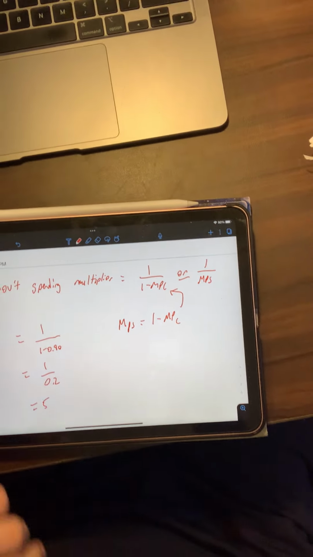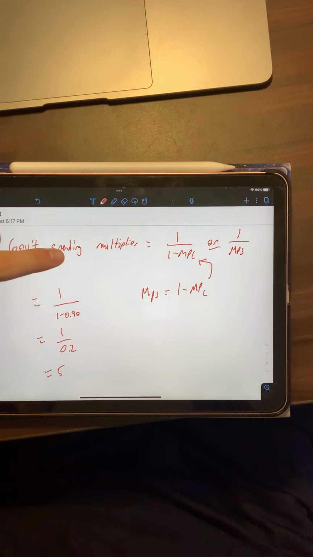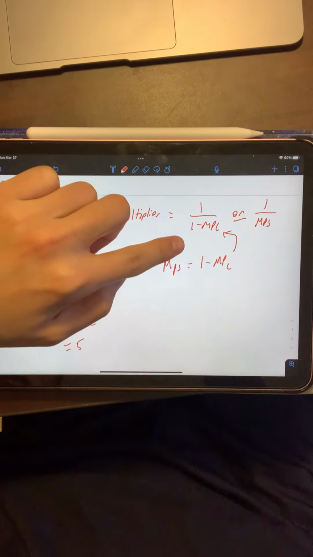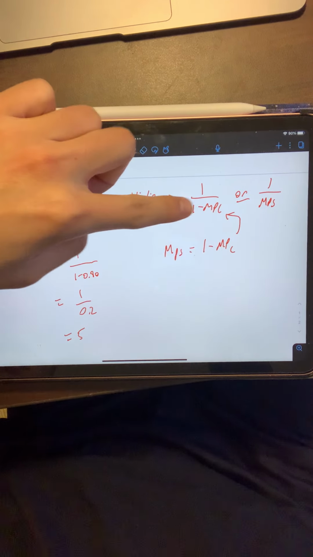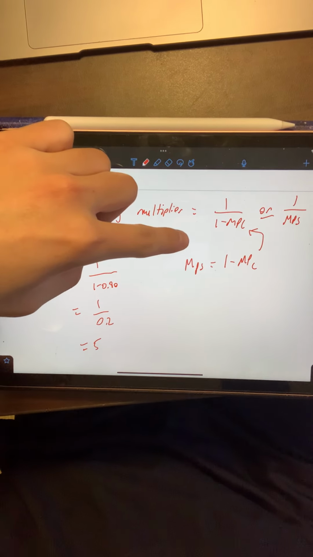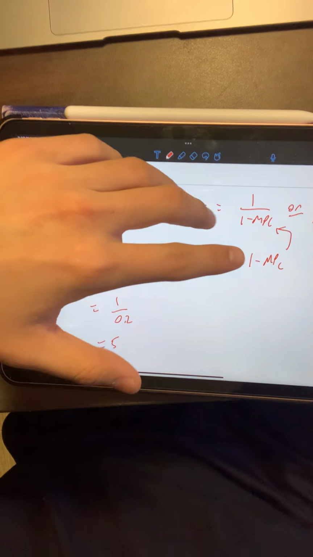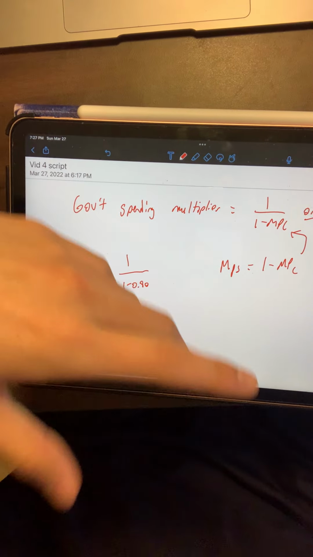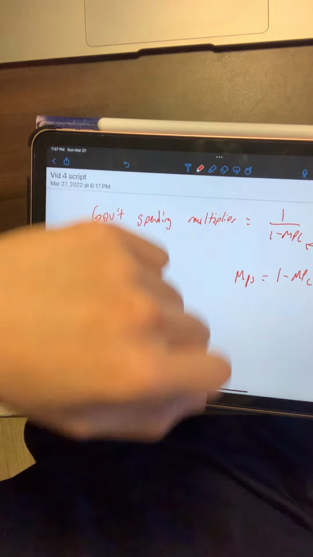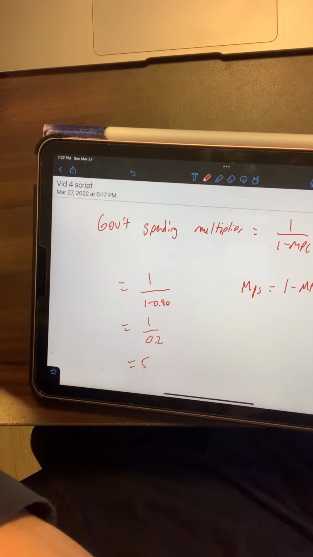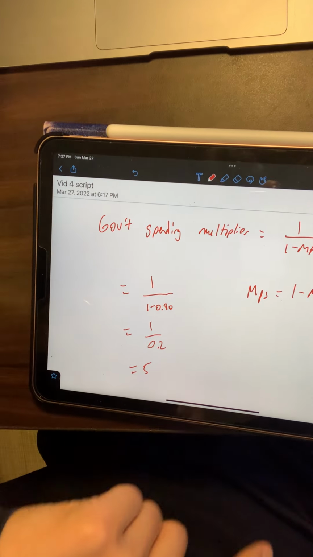I have a quick diagram here to show you guys what's going on. So if you guys can see, the government spending multiplier equals 1 over 1 minus MPC, or 1 over MPS. MPC refers to the marginal propensity to consume, which is essentially how much of an earned dollar people spend, in this case 80 cents of a dollar. And MPS refers to how much an individual would save in that dollar, which is 0.2.